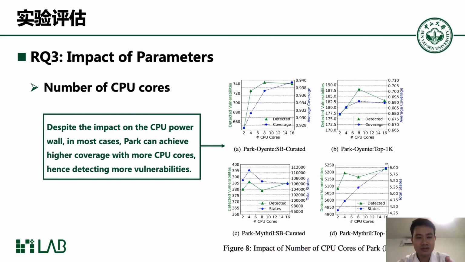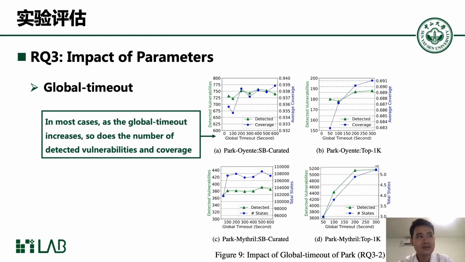For research question 3, we will find the impact of parameters. First is the CPU cost. Despite the impact on the CPU power, in most cases, Park can achieve higher coverage with more CPU cores, hence detecting more vulnerabilities. And we also find that in most cases, as the global timeout increases, so does the number of detected vulnerabilities and coverage. This can be used in other evaluations of the symbolic tools for smart contracts.